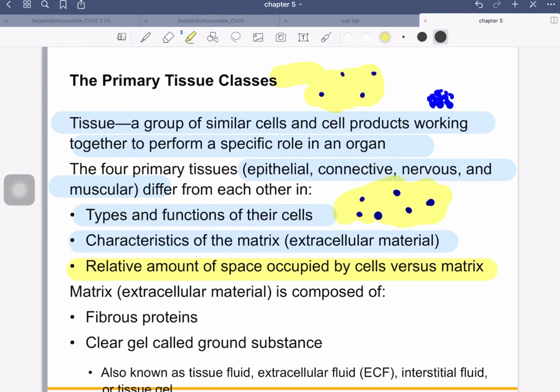Now, what is matrix? It depends on the tissue type, but some generalities about the matrix is that we will see fibrous proteins, and we'll also see this clear gel called ground substance. Now, I want to warn you, ground substance goes by a whole bunch of other names. It's known as tissue fluid, extracellular fluid, or interstitial fluid, or tissue gel. So there are a lot of names you can hear it called by.